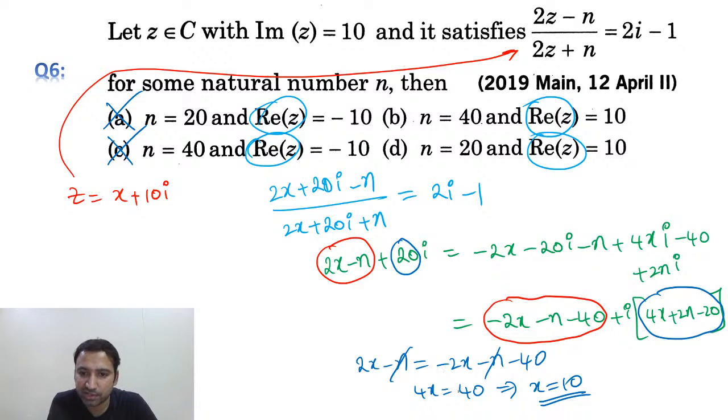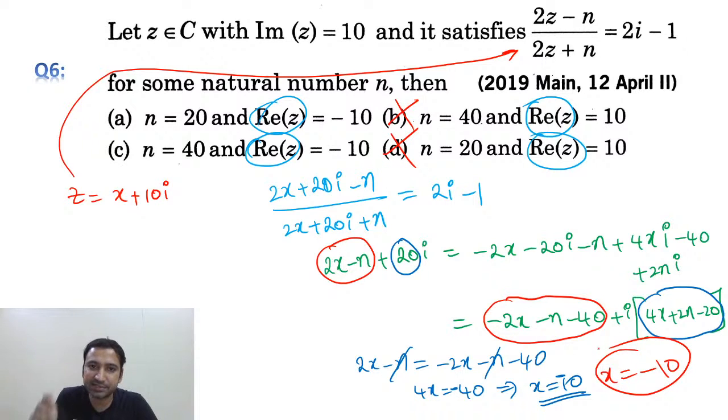Oh, this is minus 40, right? Sorry. This is minus 40, right? So minus 40 means these two options got eliminated. Correct. Second option and fourth option got eliminated. X value is equal to minus 10 we are getting, guys. Clear, na? Perfect.